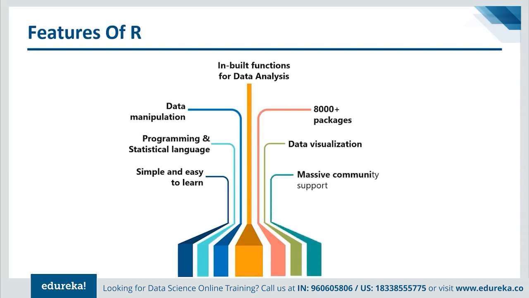Moving on, it has massive community support. It is the most sought after technology because of its community support. There are over 2.5 million users that are using R, and companies such as Google, Facebook, Mozilla, etc. also make use of R.